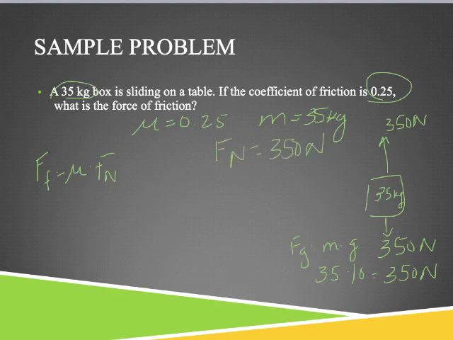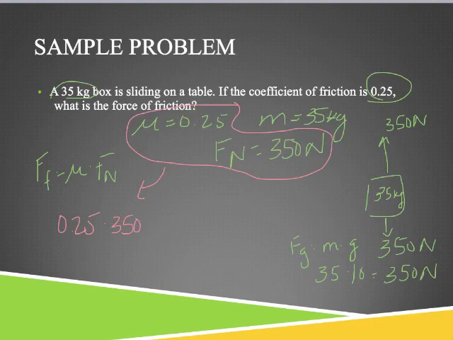Now we can take these two pieces and plug them in. We'll have 0.25 times 350, which is F equals 87.5, and it's force of friction, so this will have units of newtons.